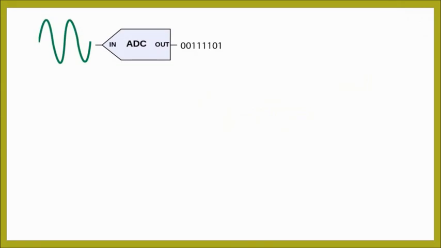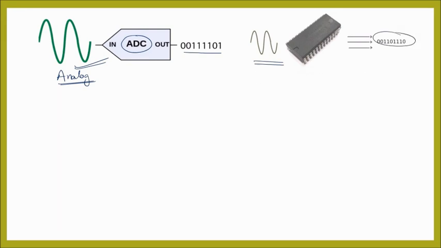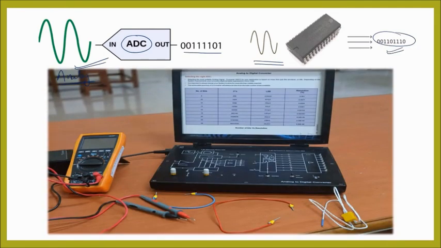So let us begin the analysis of ADC from this diagram, where the input to this ADC is analog input, means the input is in analog form, whereas the output is in digital form, consisting of binary bits, that is 0 and 1. Means the input is in raw form or analog form, and the output is digital, means it comprises zeros and ones. So this is the basic setup of the experiment which we are going to analyze in this session.